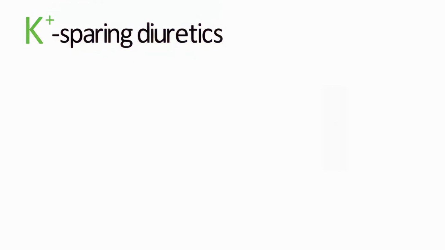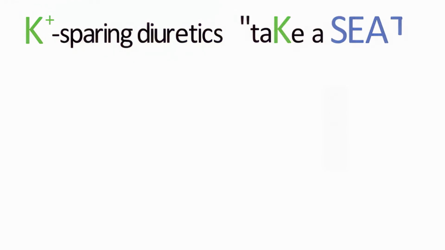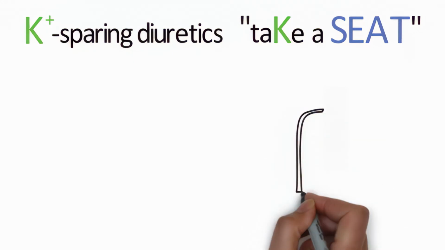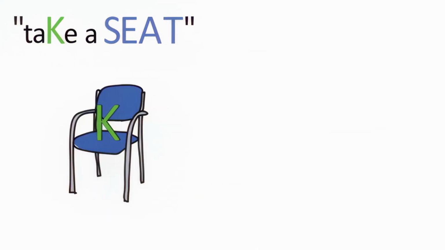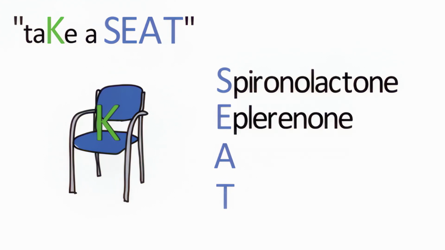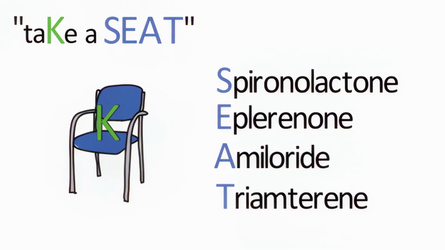So one way to remember which diuretics are potassium-sparing diuretics is the phrase, "Take a seat." You capitalize the K in take because that's the chemical symbol for potassium, and you're saying take a seat because you want the potassium to stay put. Then the letters SEAT stand for spironolactone, eplerenone, amiloride, and triamterene.